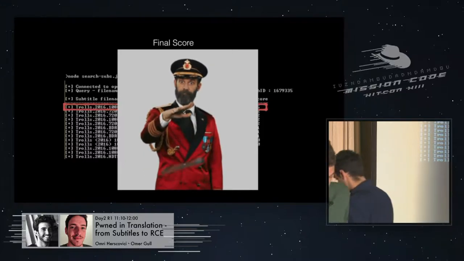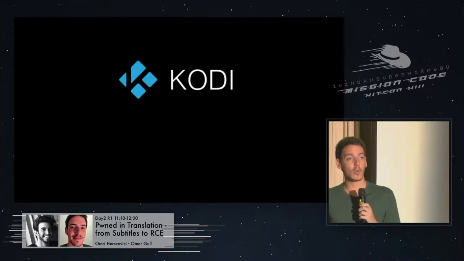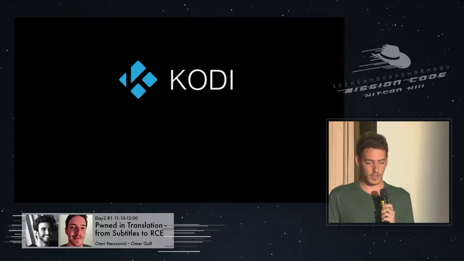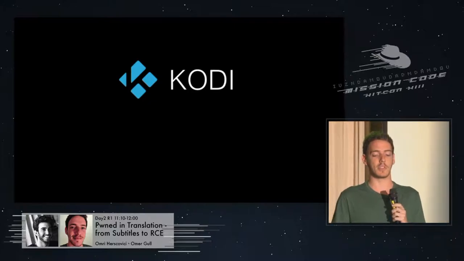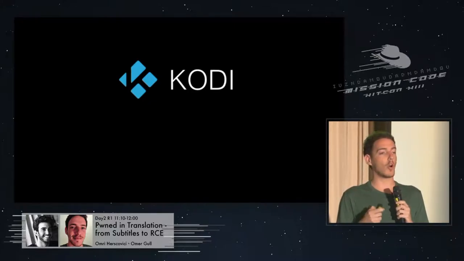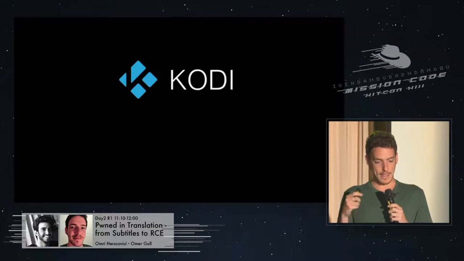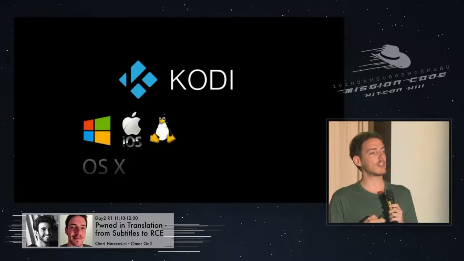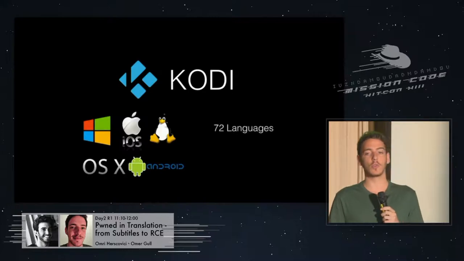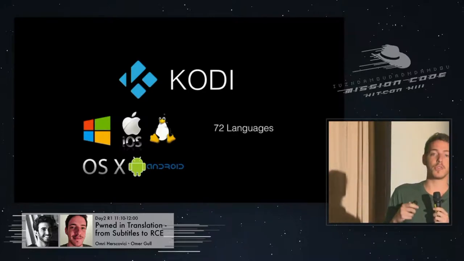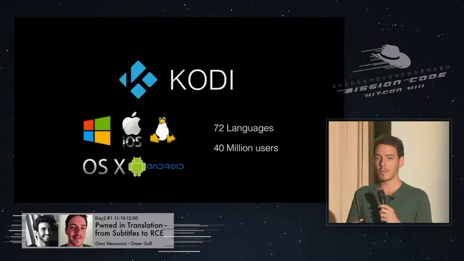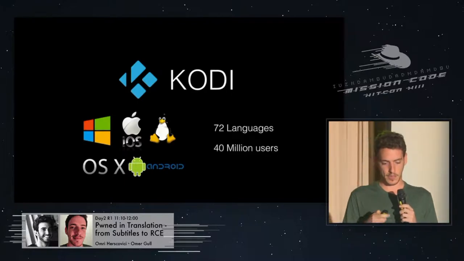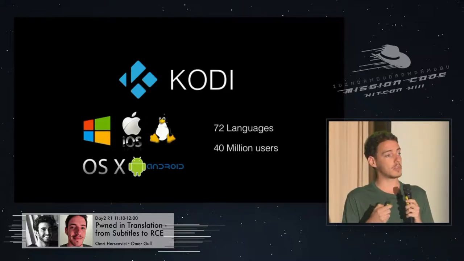All right, hi. So, moving on. Our next target, called Kodi, which is formerly known as XBMC, is an award-winning open-source cross-platform media center, and it is available on all major platforms in 72 languages, and it is used by over 40 million people. It is probably the most common media center software around. And it is also a really popular combination with Raspberry Pis and Smart TVs, making it kind of interesting from an attacker's perspective.